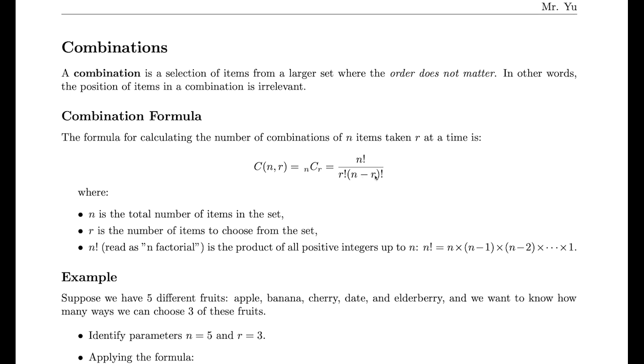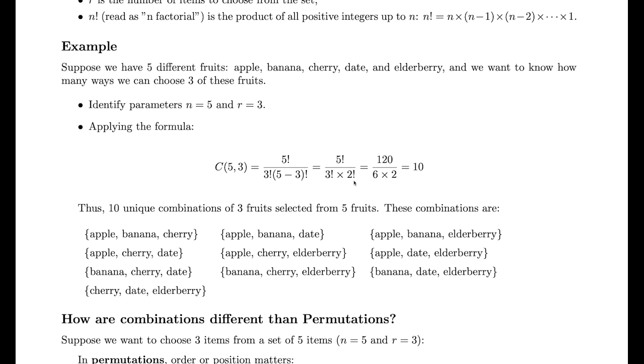Now this n minus r is the objects that we're not selecting, and this r is the objects that we are selecting. So let's see if we can make some sense of it. Let's take a look at an example. Suppose we have 5 different fruits: apple, banana, cherry, date, and elderberry. We're just using letters A, B, C, D, E, but let's think about it in fruits. We want to know how many ways we can choose 3 of these fruits out of 5.